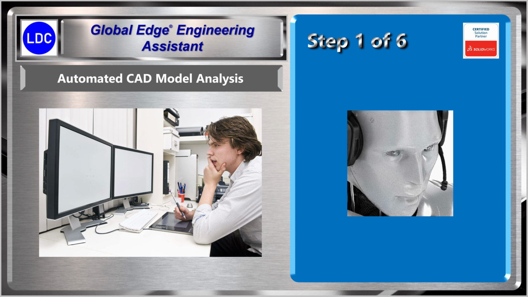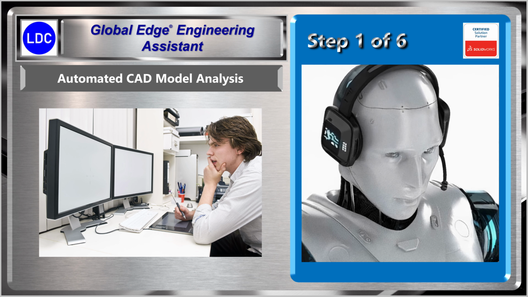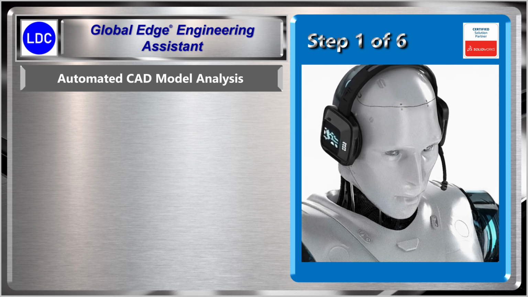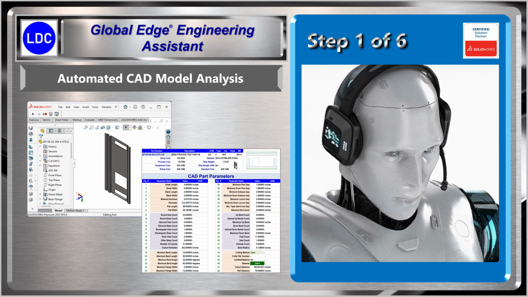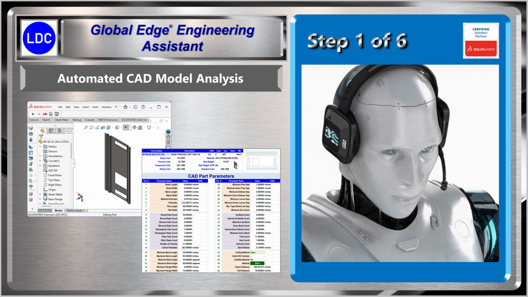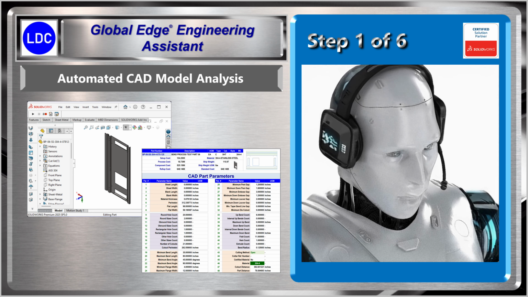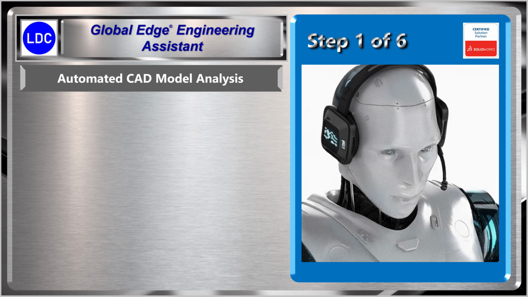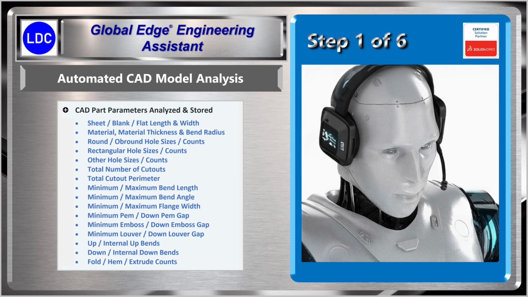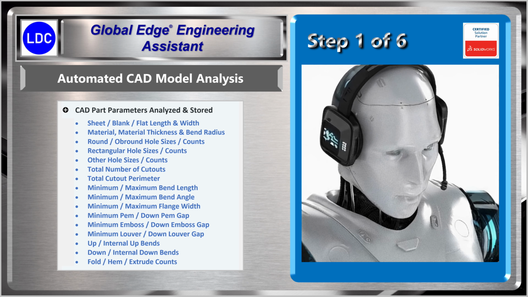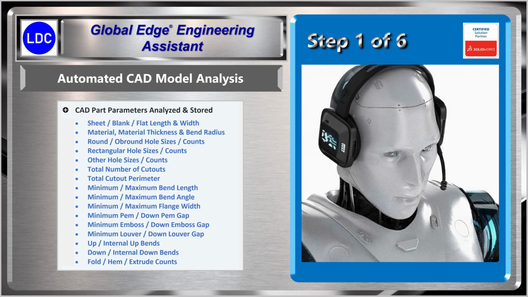At the core of the Global Edge Engineering Assistant is its ability to automatically and rapidly examine CAD models, focusing on part geometry, material specifications, and critical design attributes. The software identifies manufacturability parameters and flags potential design issues early in the process. The captured CAD part parameters serve as critical inputs for a series of automated tasks that include manufacturability testing, automated bend program generation, automated routing, and sales quote generation.